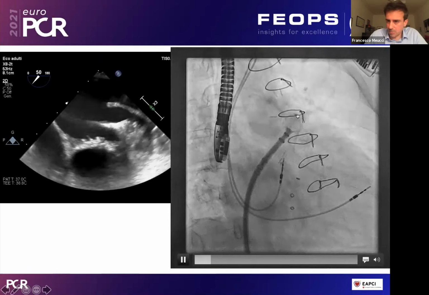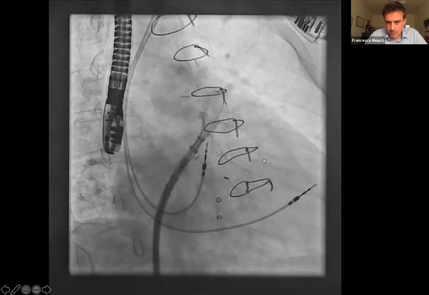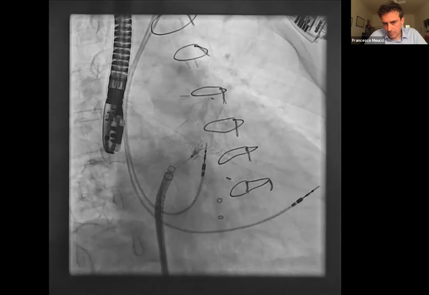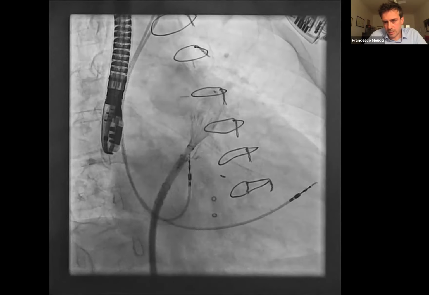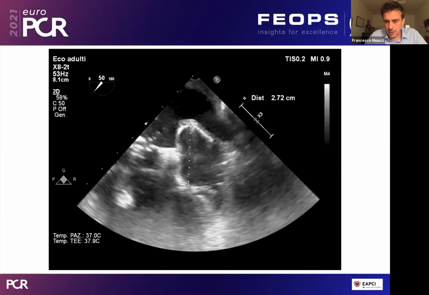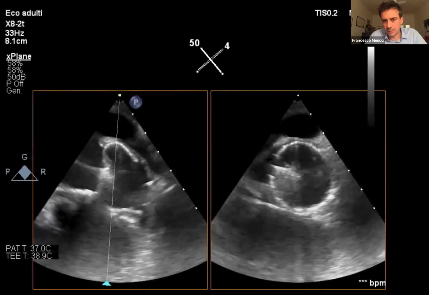From this point, you have only to unsheathe the device, and this is the unsheathing maneuver, and the positioning. You have to do a little bit of pushing once you have unsheathed the device. You push it, then you measure the compression, 27. You can do, as you see here, a gentle tug test.